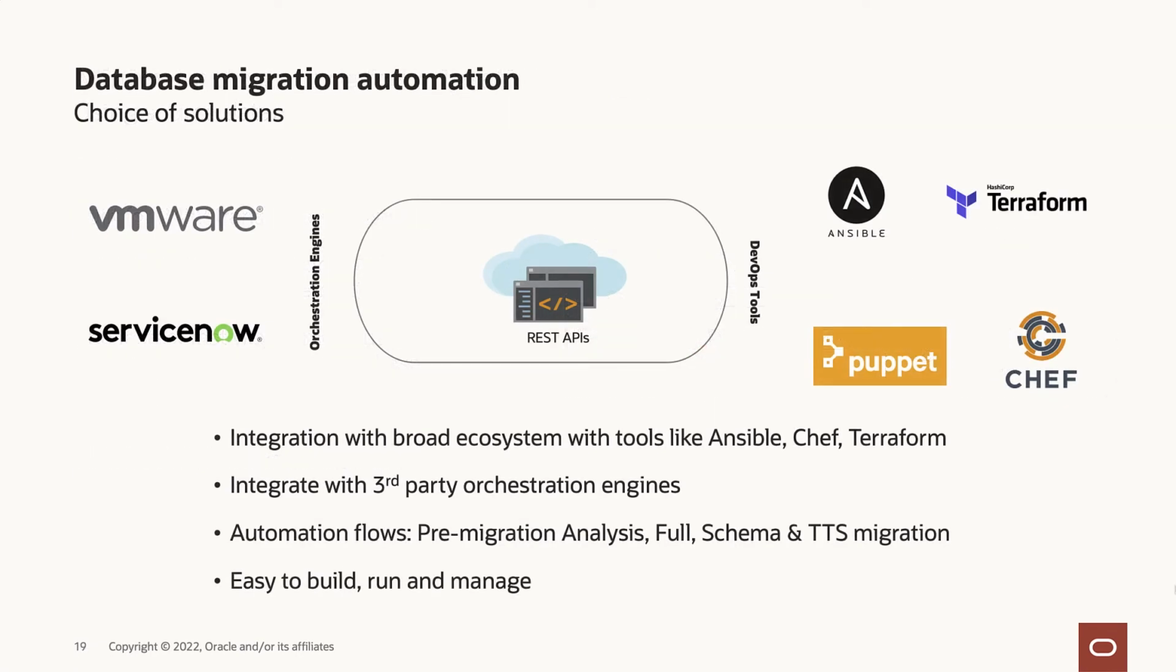Migration Workbench offers integration with tools like Ansible, Chef, and Terraform. Workbench helps you to create a copy of a pre-filled JSON file to integrate with your choice of third-party tool or orchestration engine. Pre-migration analysis, full database, schema migration, and transportable tablespace migration flows of Migration Workbench are available for REST API automation. Migration Workbench's comprehensive REST API-based interface helps you to build, run, and manage easily.